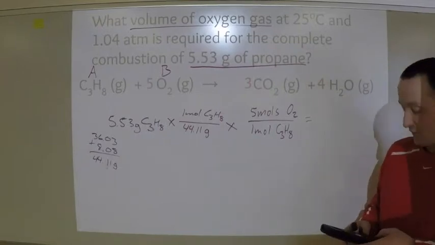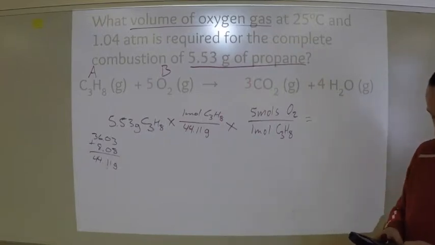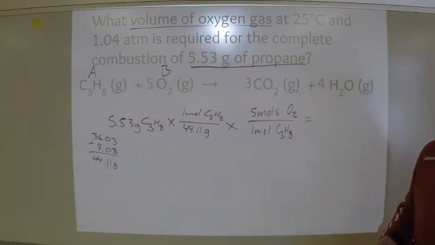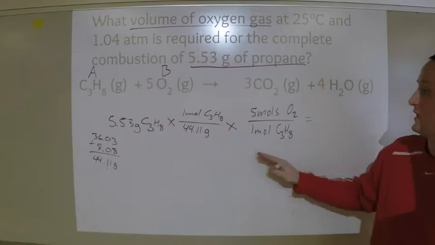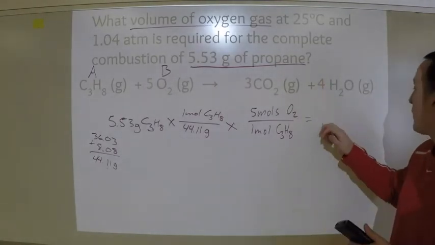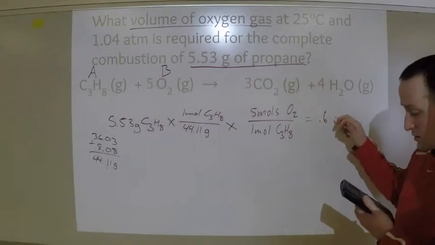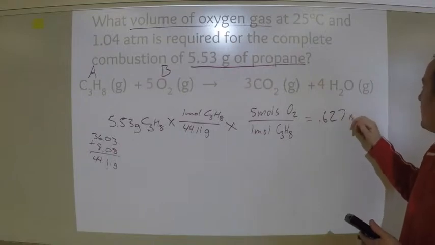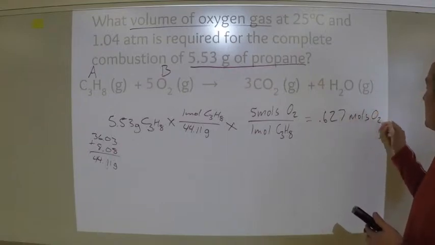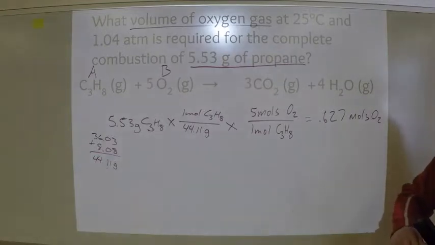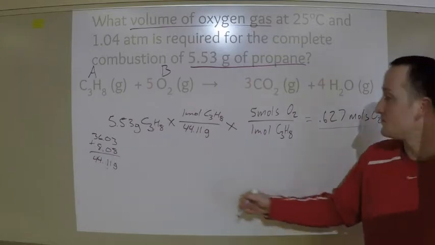So I take my 5.53, divide by 44.11, and then multiply by 5. This is how many moles of oxygen I would need to react with 5.5 grams of propane, and it would be 0.627 moles. So this number I am now going to use, because now I'm going to use PV equals nRT.